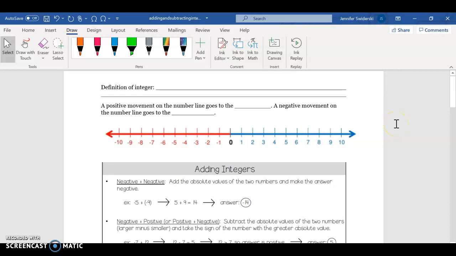All right, guys. So today we're going to be talking about integers. All right, and we're going to start reviewing adding and subtracting integers. And the reason why we cover this so much in math is because it's such a huge stepping stone.